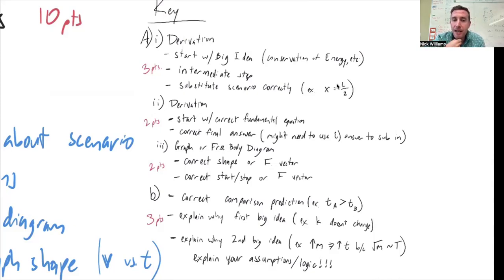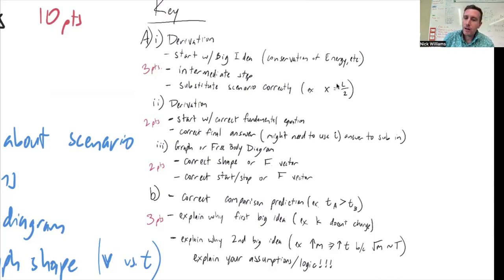Then there will be some kind of graph or free body diagram. So for the graph, 1 point will be for giving a correct shape, and 1 point will be for giving the correct location, like start and stop, or maximum value, or something about the graph where it's like, yes, that is the right shape. It should be concave up, and it should go from L over 2 to negative L over 2. Or if it's a free body diagram, 1 point for a correct force vector, 1 point for another correct force vector. And then part B is 3 points.